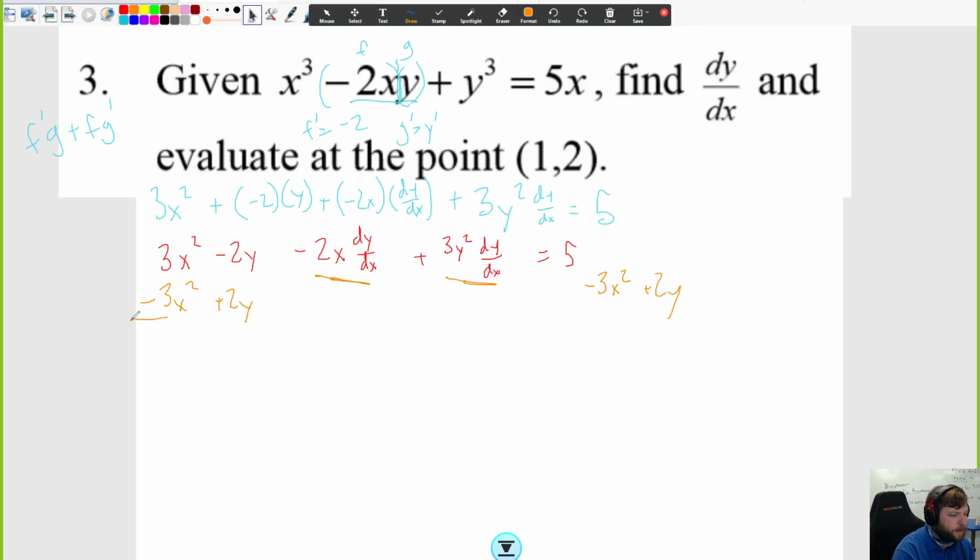Oh, and didn't I say my rules? See, this is where it gets complicated. I have to find dy/dx too, so I can't just do what I said before. 2x dy/dx.